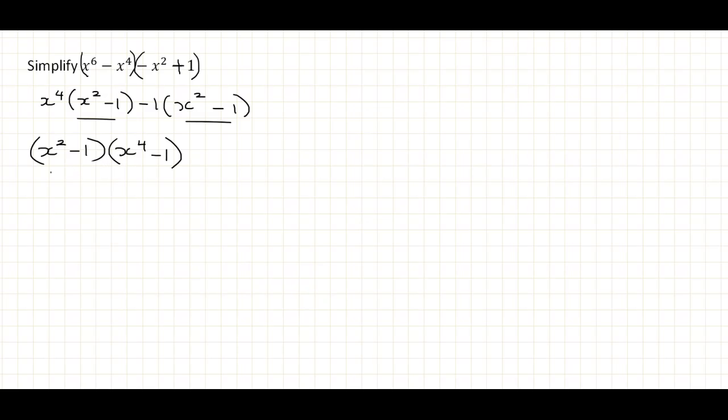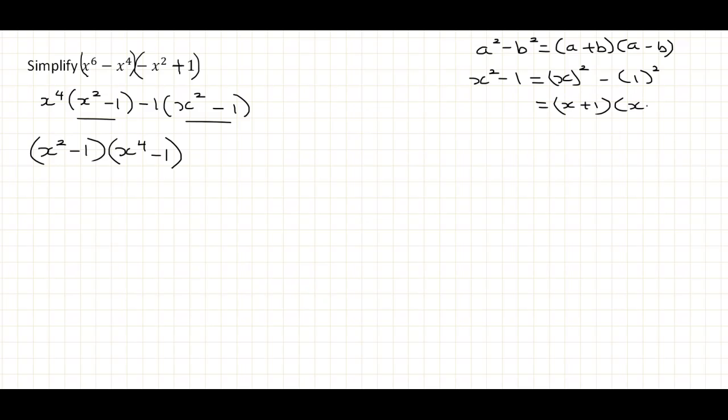Okay, now we're going to remember our difference of two squares. So let's go ahead and write the formula here. a squared minus b squared is a plus b multiplied by a minus b. So x squared minus 1 is the same as x squared minus 1 squared. So this is going to give us x plus 1, x minus 1. All right, let's go to x to the power of 4 minus 1.